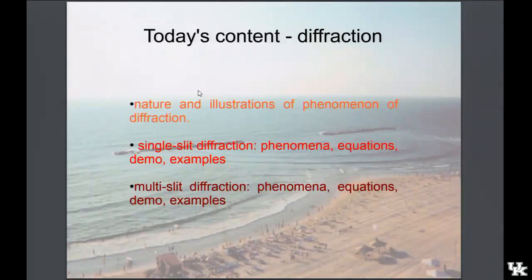Last class we talked about an effect called interference. It's a property of waves, and we demonstrated that light exhibited interference. This class we're going to talk about an effect called diffraction. It's also a characteristic or a property of waves, and that will show also that light exhibits diffraction. So that's the basic plan.